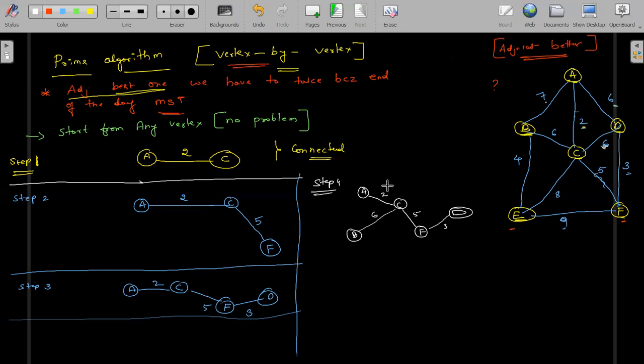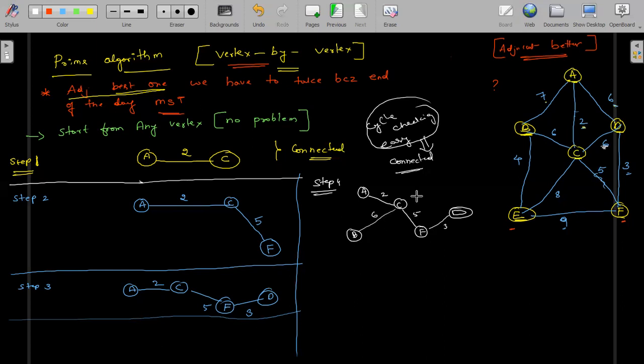And one more important thing in Prim's algorithm: if it is a connected graph, cycle checking is easy. Cycle checking is easy if it is connected. Okay, yes or not? If it is connected, it's very easy.